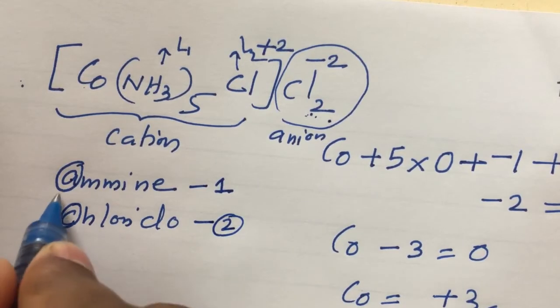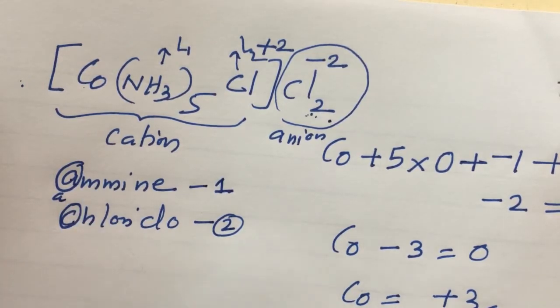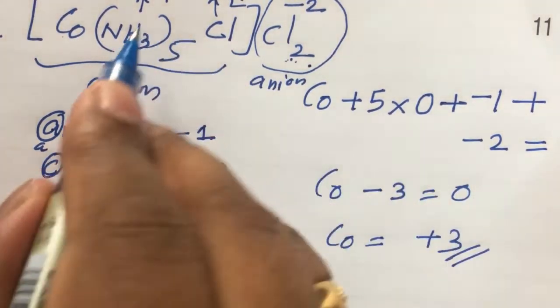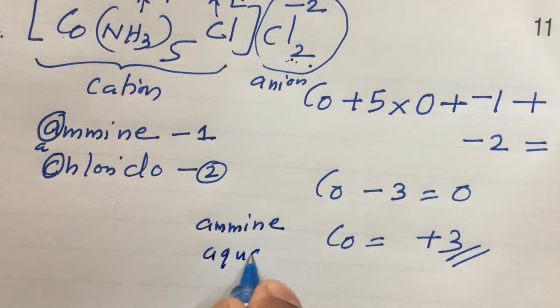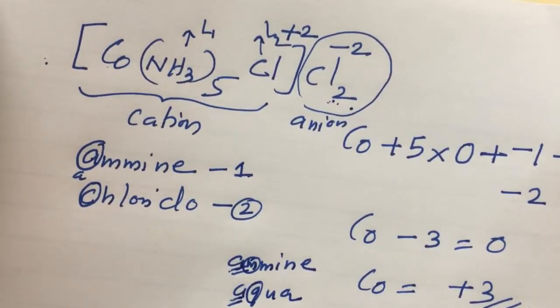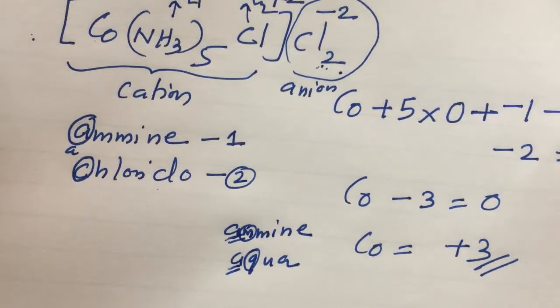If both start with A, like amine and aqua, water is aqua, both start with A, then compare the second letter. Okay, like this. The first ligand is amine, the second ligand is water. Water means what? The ligand name is aqua. So A is the same, then M and Q, compare in this order. Okay. For this case, amine and chlorido, so amine will come first. So we can write the name amine.